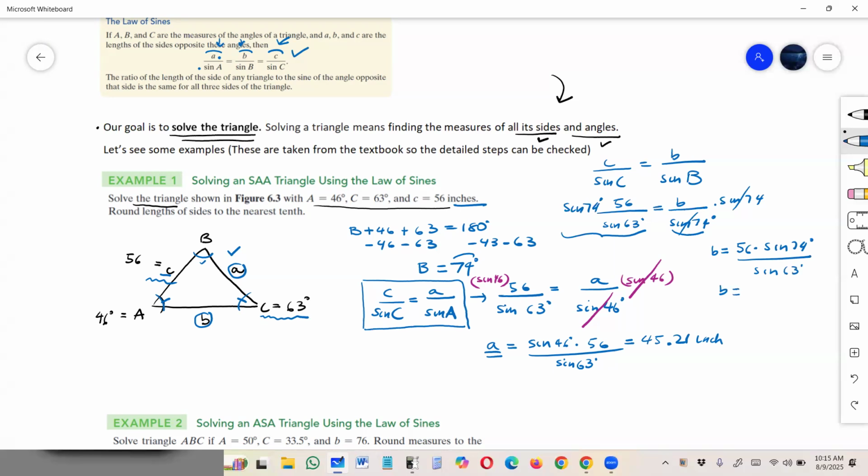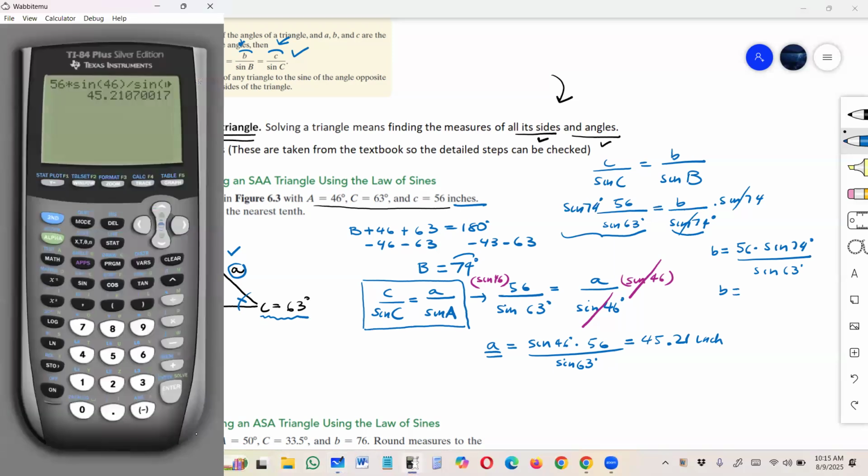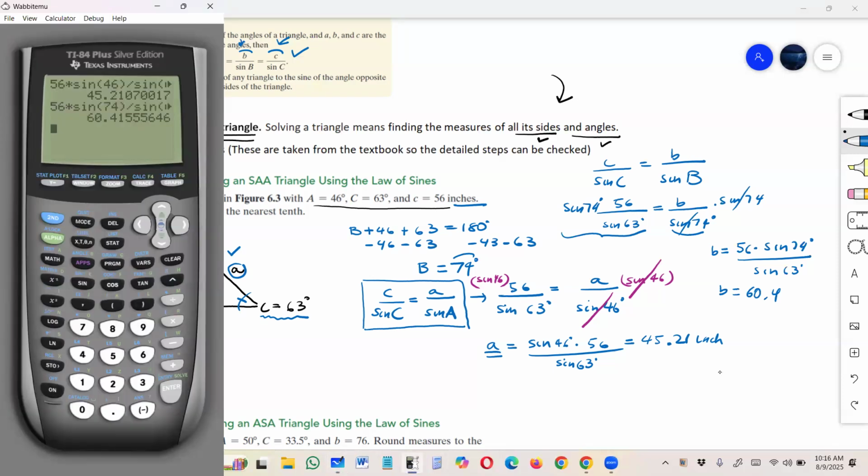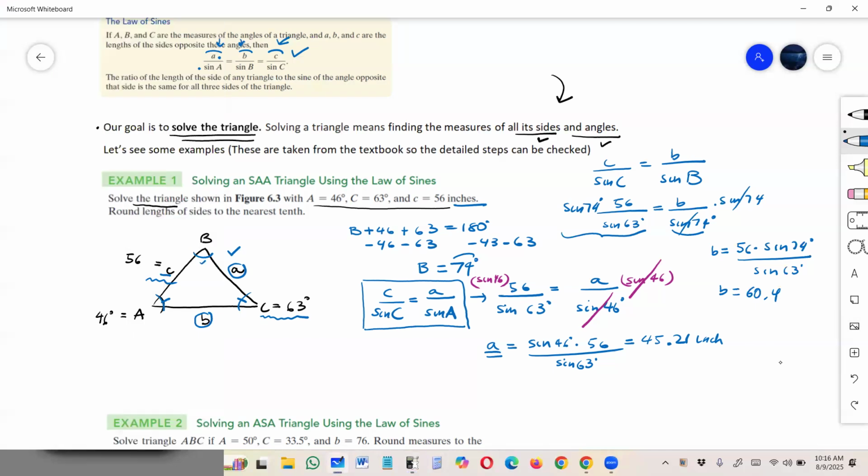And then I am going to do this on the calculator, obviously, because I cannot do it in my head. Same thing as before, make sure that your calculator is in degrees. It is 56 times sine of 74 divided by sine of 63, and we get 60.41 inches.